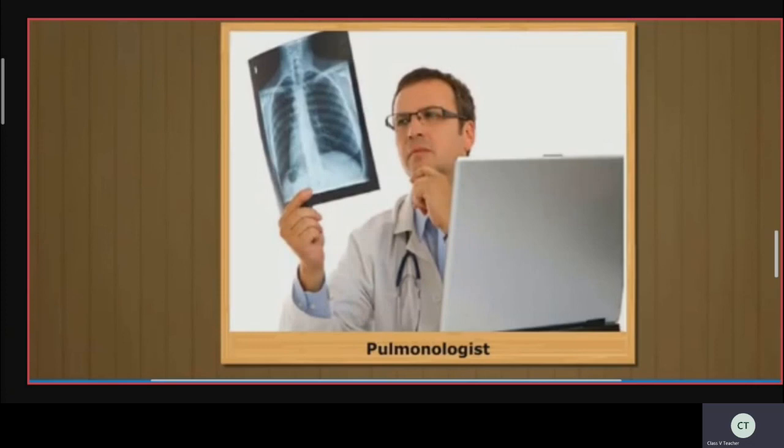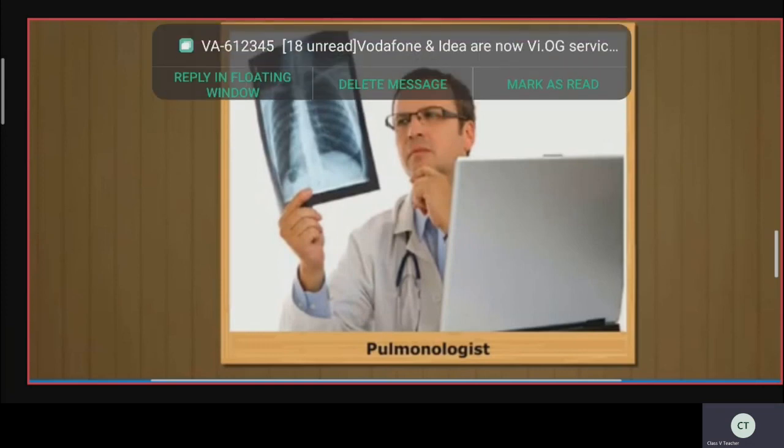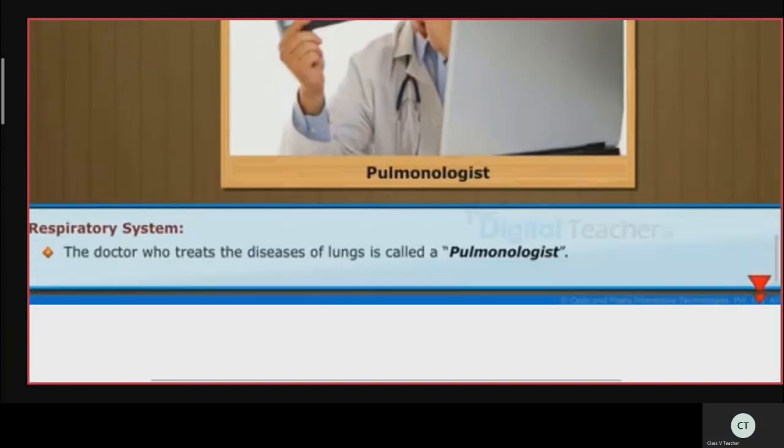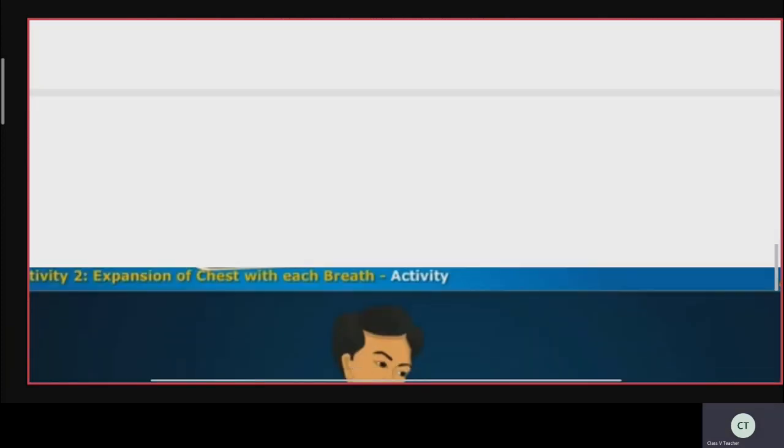What will the two lungs do? With the help of the blood, pleura, it separates the oxygen and carbon dioxide, and the oxygen is taken to all parts of the body and carbon dioxide is released through the nostrils. Okay, children. Now the doctor who treats the diseases of lungs is called a pulmonologist.